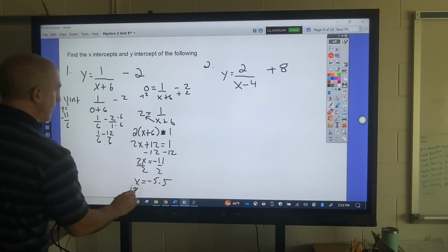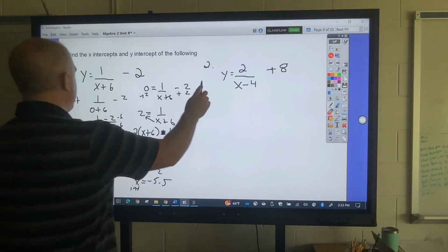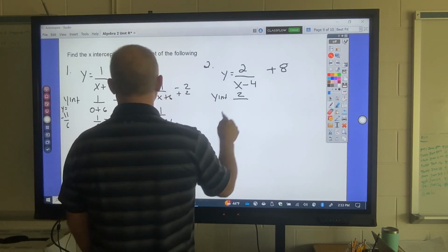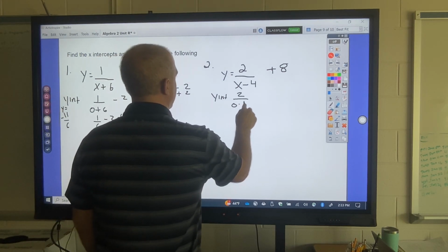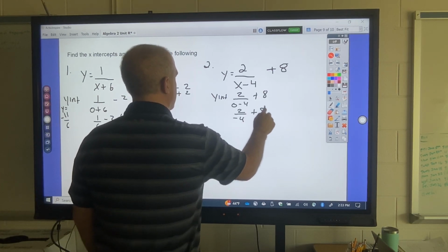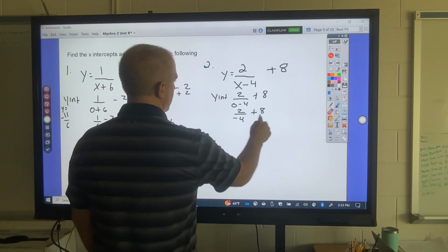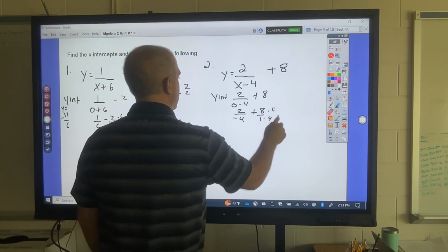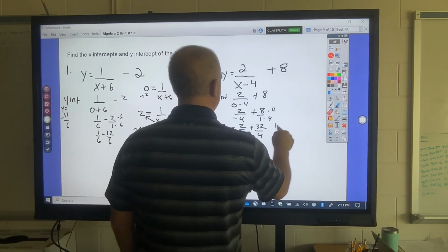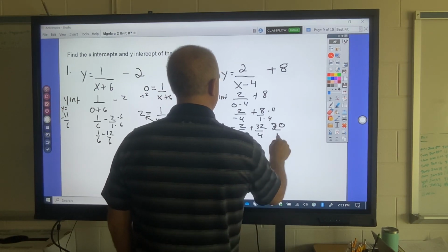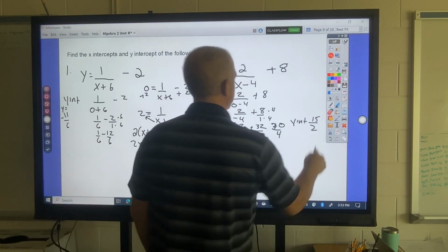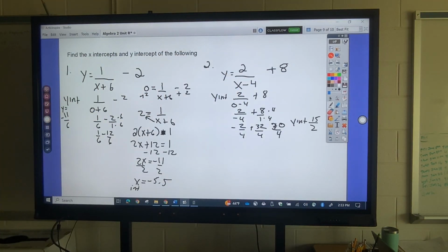On this one, if I wanted to find the y-intercept, 2 over 0 minus 4, plus 8. So that's 2 over negative 4 plus 8. We can do a common denominator here if we want. So that's going to be negative 2/4 plus 32 over 4, which is 30 over 4, which will reduce to a y-intercept of 15 over 2, or about 7.5.